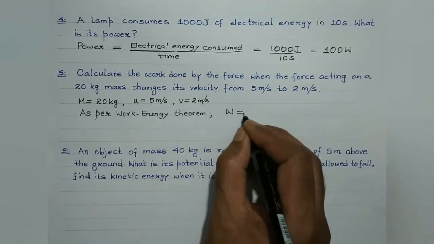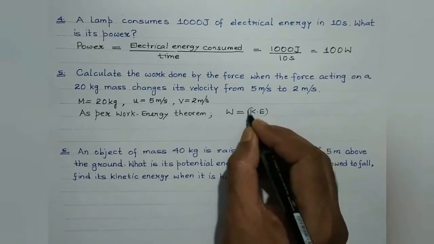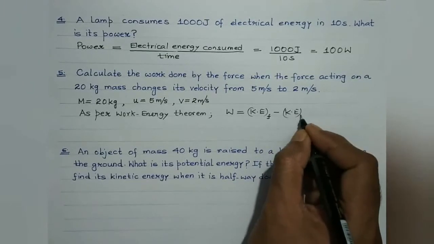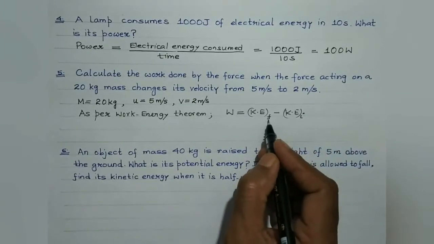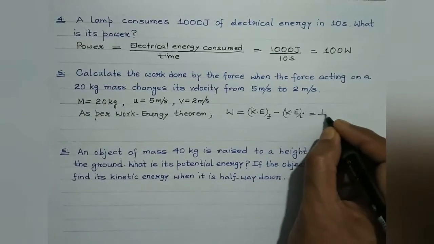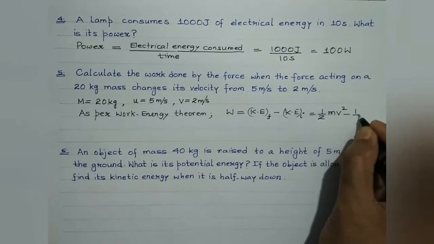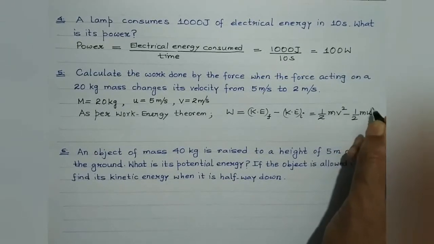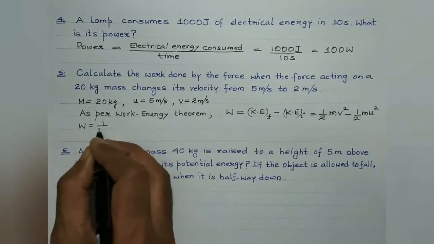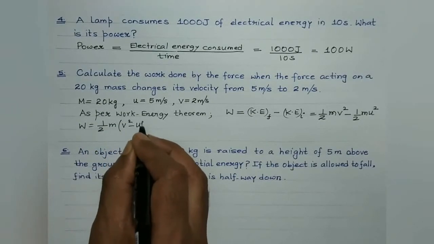work done is equal to the change in the kinetic energy. Change is the final kinetic energy minus the initial kinetic energy. KEF stands for final kinetic energy, KEI stands for initial kinetic energy. Final kinetic energy is half mv square, where v is the final velocity. And initial kinetic energy is half mu square, where u is the initial velocity. Right? So it is half m, v square minus u square.